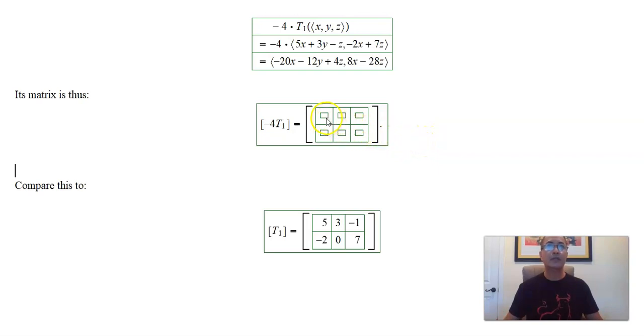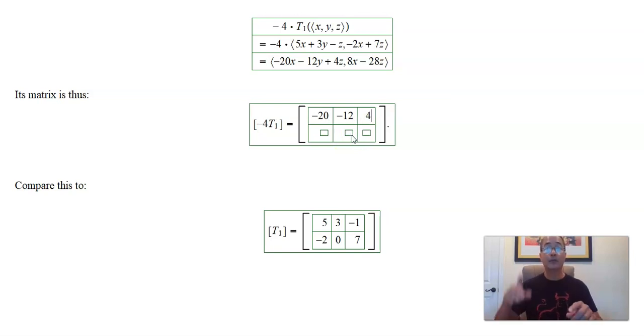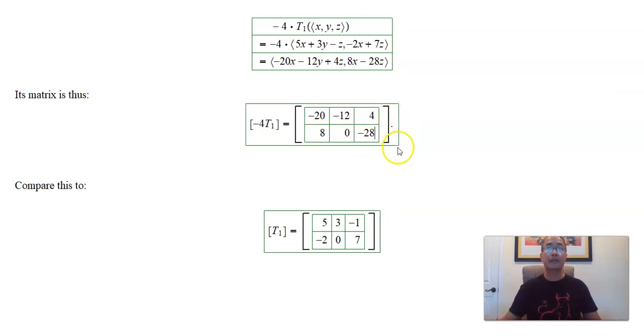Okay, so just like for T1 plus T2, we can create a matrix for this function because that's just minus 20, minus 12, and 4. So if you multiply by x, y, z, you'll get minus 20x, minus 12y, plus 4z. In the second row, we will get 8x, no y, and minus 28z. So if you multiply that by x, y, z, you'll get exactly 8x, 0y, minus 28z.